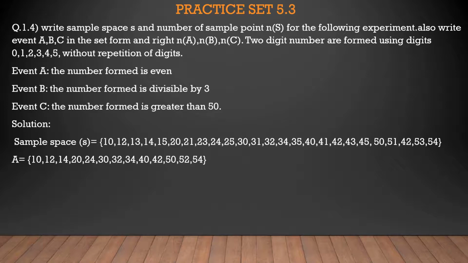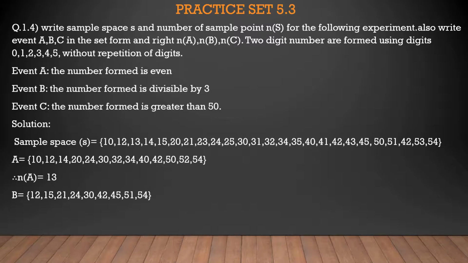Event A is the number formed is even. So let us write all the even numbers from the sample space. Those are A is equal to 10, 12, 14, 20, 24, 30, 32, 34, 40, 42, 50, 52, 54. So therefore we have n of A is equal to 13.